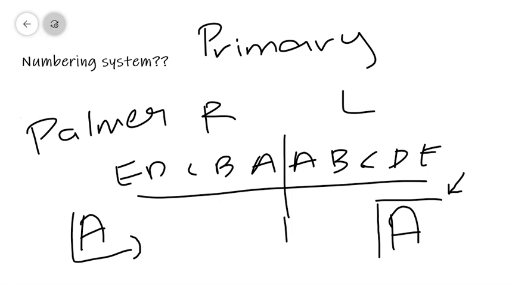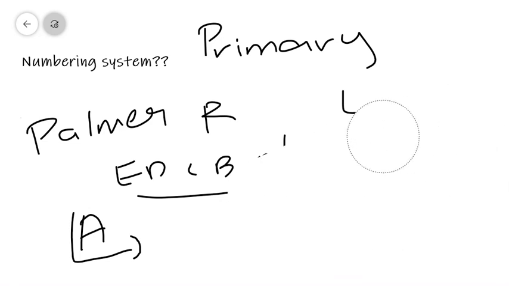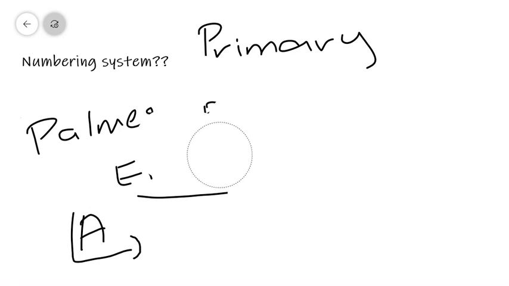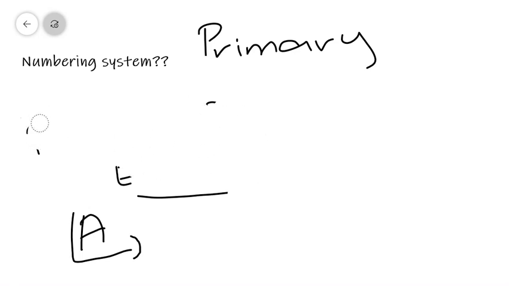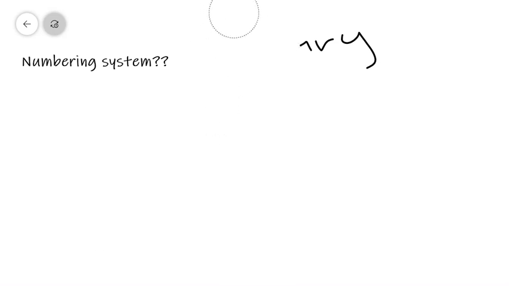So these were the two types of numbering system that are used for the primary dentition, and honestly there's not much variation if you use the same thing for the permanent dentition. The only thing that varies is that instead of alphabets, now we will use numbers to represent each tooth. So let's see how it's done. Talking about the permanent dentition, I'll write it down here.